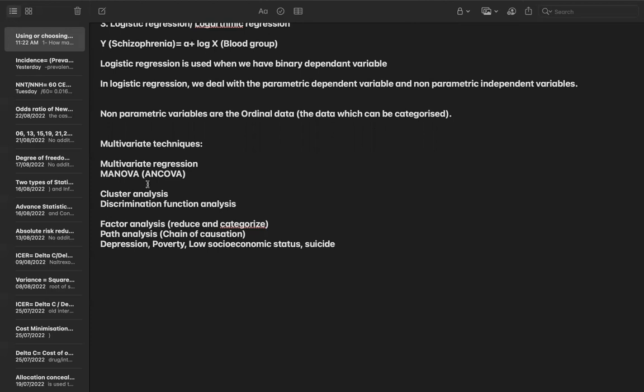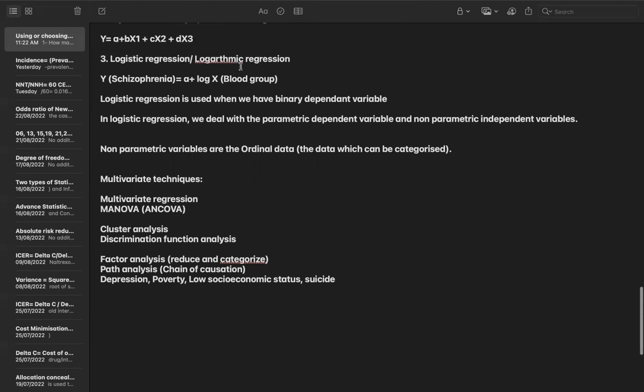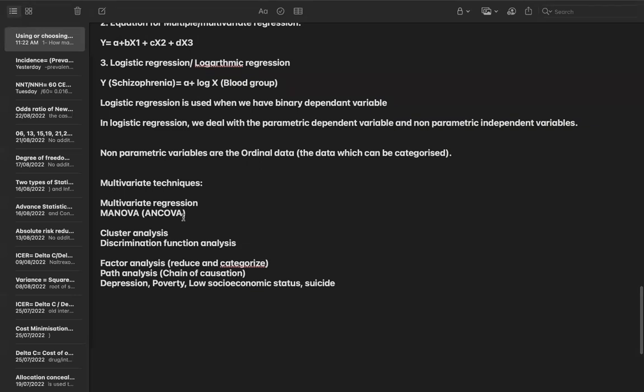What are these techniques? Mantel-Haenszel method, and multivariate regression, which we have discussed. Then MANOVA and ANCOVA, analysis of covariance. ANOVA is analysis of variance, and ANCOVA means we have "co" in between, which means confounders. So MANOVA, ANCOVA, or ANOVA, these are all the same terms which are used to deal with confounders, multivariate techniques.